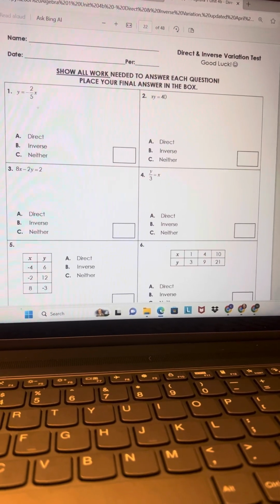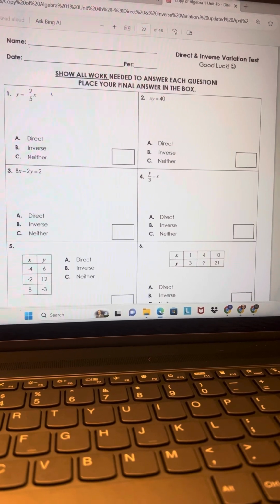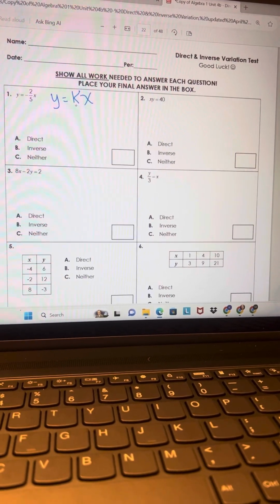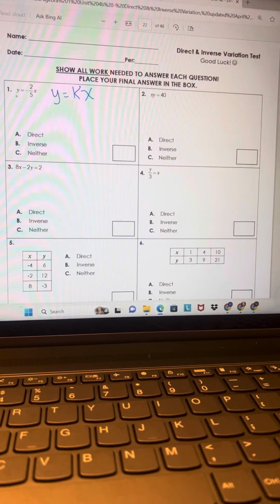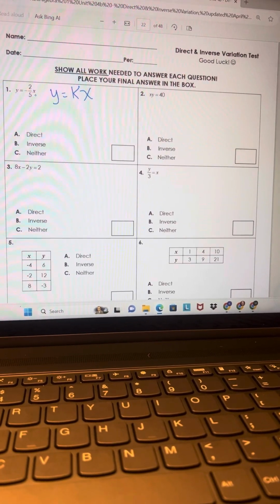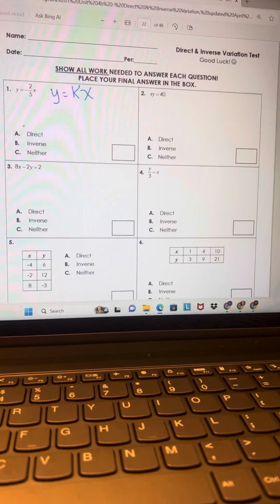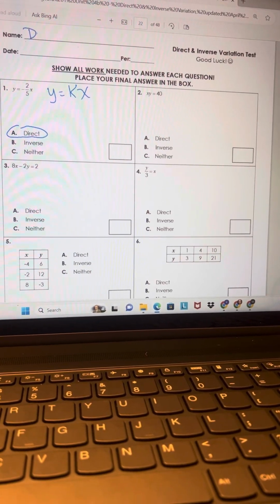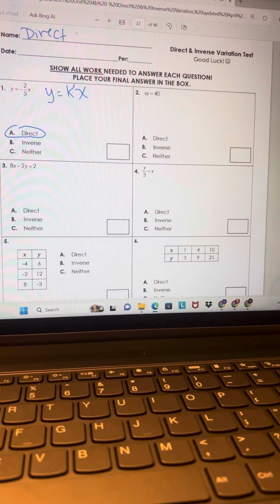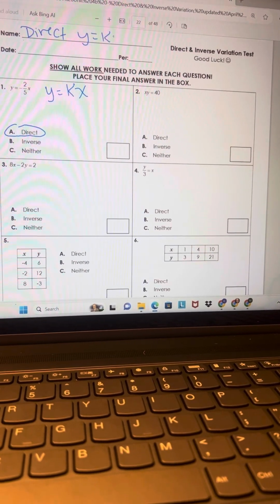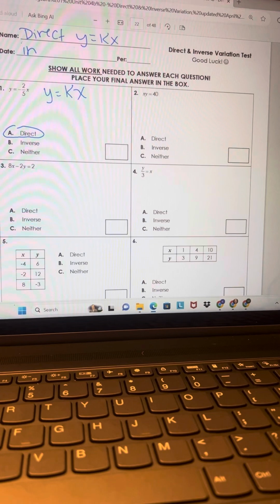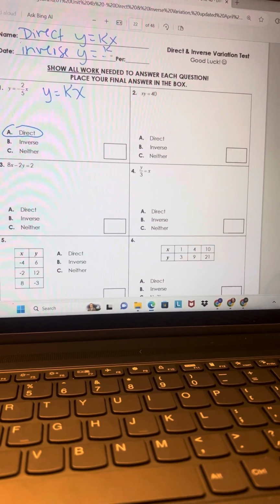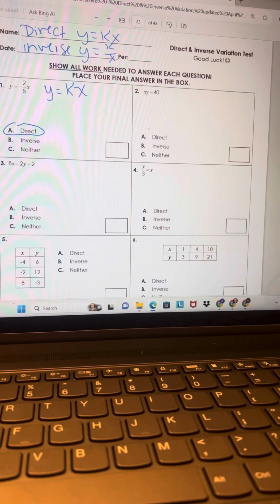So what you want to remember about direct is that it is y equals kx. Think of it like slope. And so is this in the form y equals kx? Yes, so this is direct. So direct is y equals kx. Inverse is y equals k divided by x.